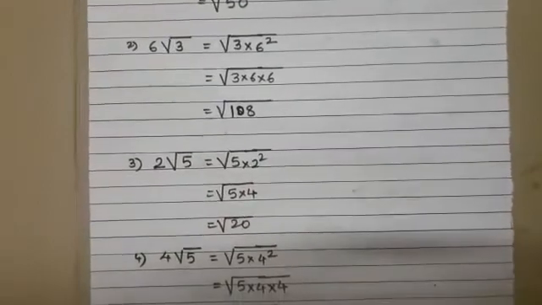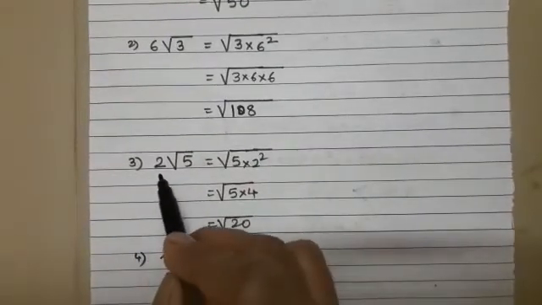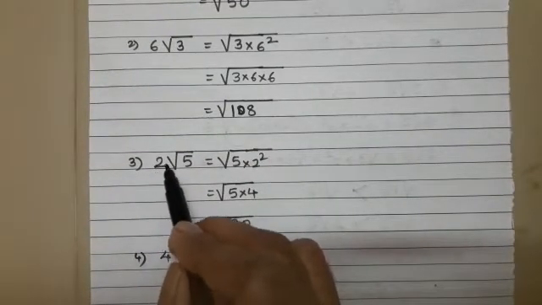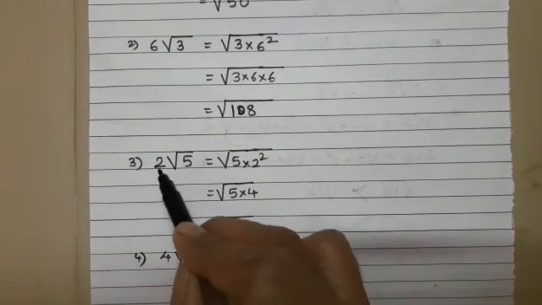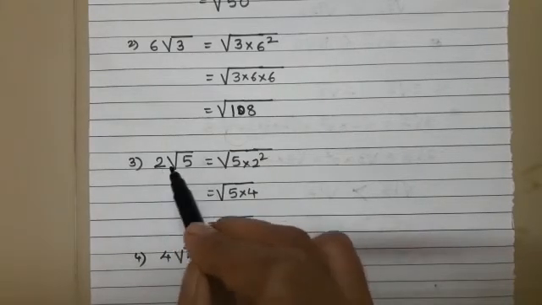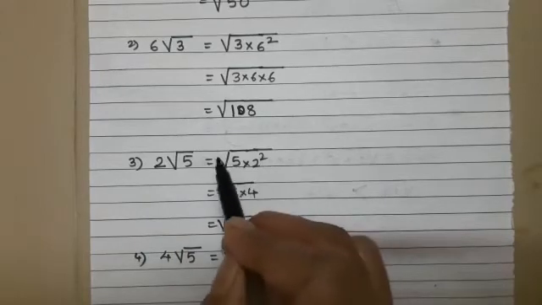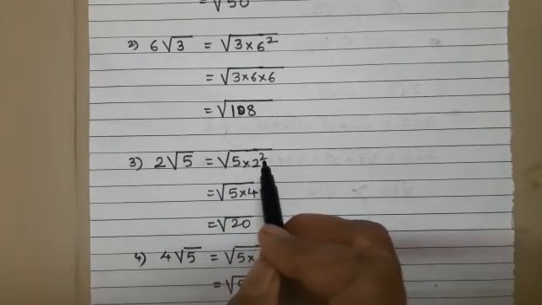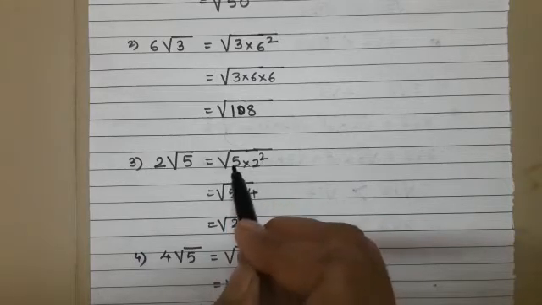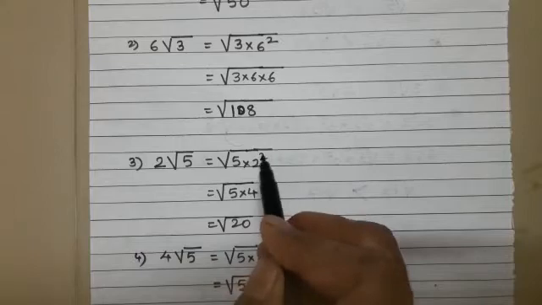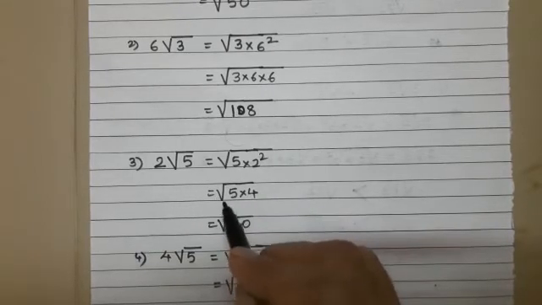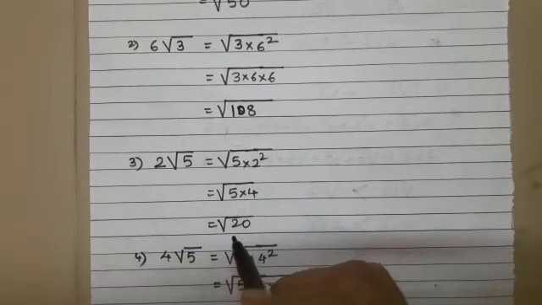Now the third example. This is another simplest form of the surd, 2 square root of 5. Now take 2 inside the square root. Do the square of that. What is the order? Write down that order as the power of that number. Square root of 5 into 2 square. 2 square means it is 4. Square root of 5 4s are 20.